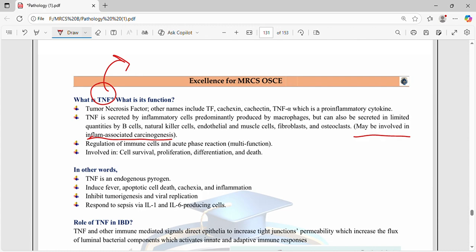In other words, TNF is an endogenous pyrogen that induces fever, apoptotic cell death, cachexia, and inflammation because it causes negative nitrogen balance. It inhibits tumorigenesis and viral replication, and responds to sepsis through interleukin 1 and interleukin 6 production.